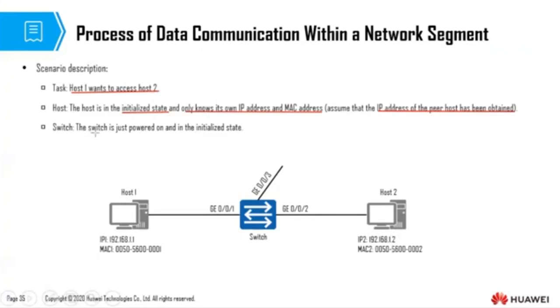The switch is also in the initialized state. It has just been powered on, meaning the MAC address table is empty. So what is going to happen? How will host 1 learn the destination MAC address? What is it going to do to learn the MAC address of host 2?